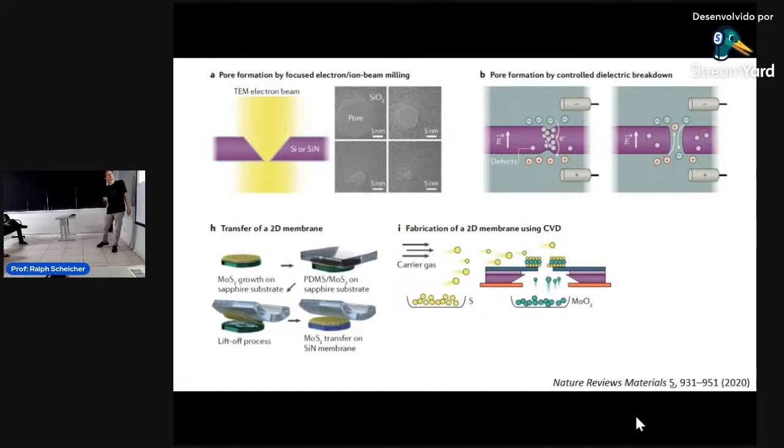2D materials are very interesting for nanopore sequencing, as I talked about before, because they have the kind of resolution to sequence individual bases very well. There are different ways to do it. Either you have a 2D membrane and transfer it on top of a silicon nitride membrane where a pore was created, or you use chemical vapor deposition and grow this 2D layer selectively on top of a pore.